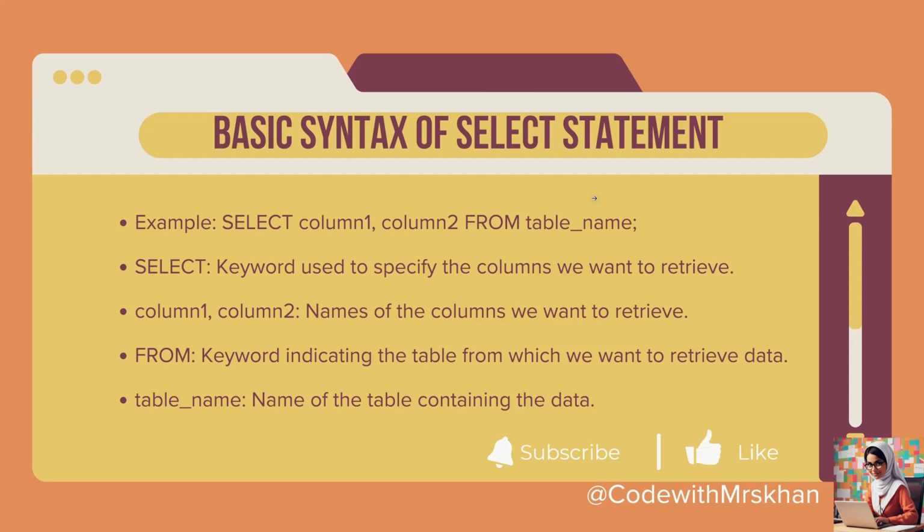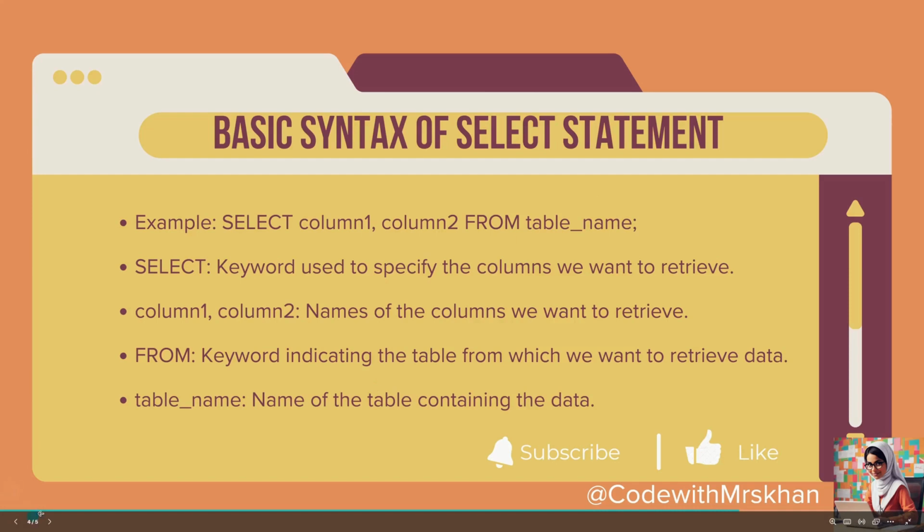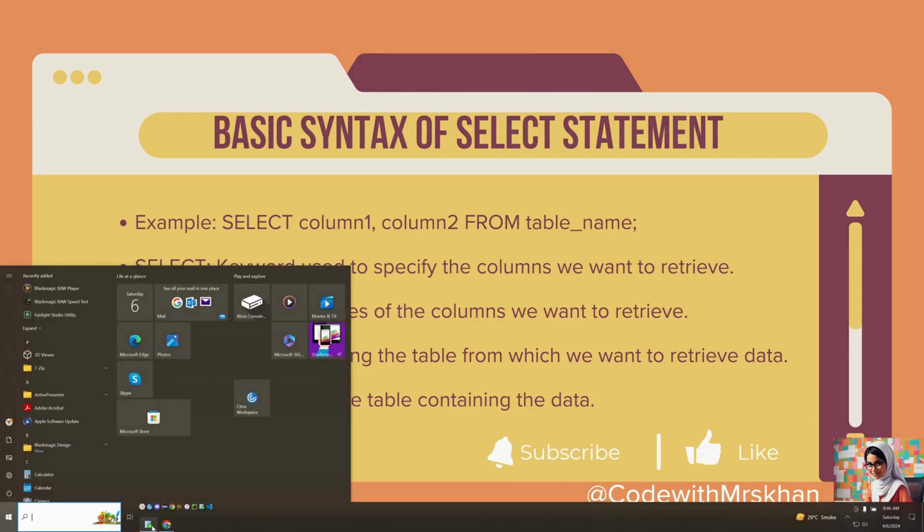Select is a keyword used to specify the columns we want to retrieve. Column 1 and 2 are the names of the columns we want to retrieve. From is a keyword indicating the table from which we want to retrieve the data, and table name is the name of the table containing the data. Let's understand all this basic syntax of the select statement in the Oracle database. Let me start my Oracle database.